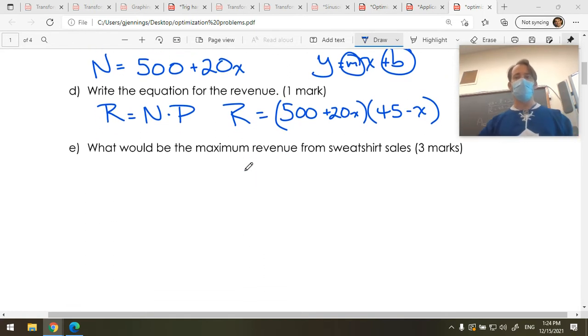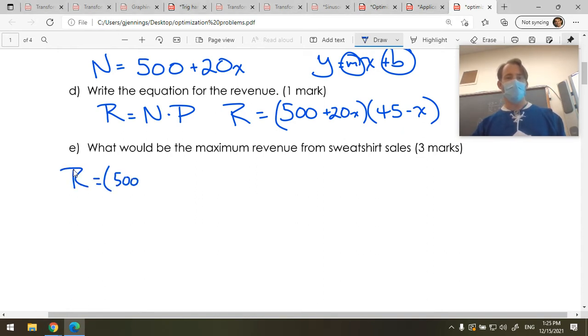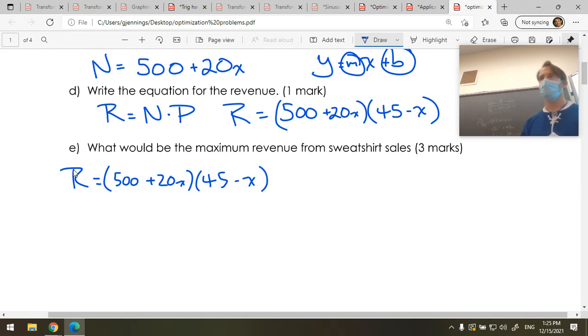So let's see, the maximum revenue from sweatshirt sales. So we want to find that. What I can do is take this, R equals 500 plus 20x times 45 minus x. And if I want to find the maximum to this, there's so many methods. And people want to see completing the square today, so I'll show you completing the square. I first need to turn this into standard form.